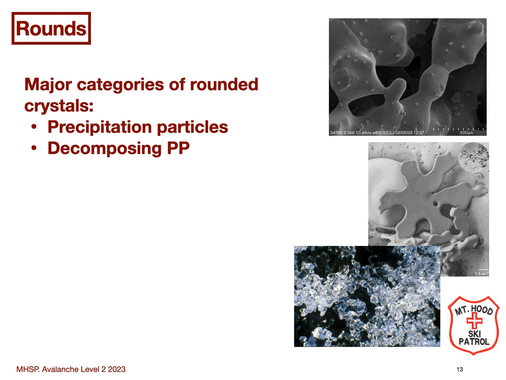This slide shows several examples of rounded crystals. The top picture shows sintered crystals, as we discussed in the previous slide. The bottom photo shows precipitation particles, which is basically new snow. The middle photo shows decomposing precipitation particles. Note the rounded arms of the snow crystals. This is characteristic of older snow that has been ground down by wind effects or settlement processes.